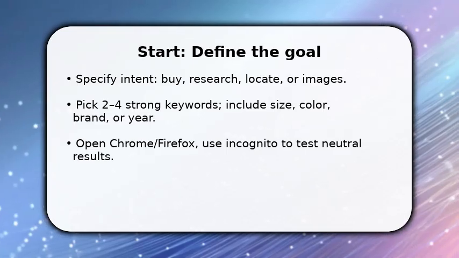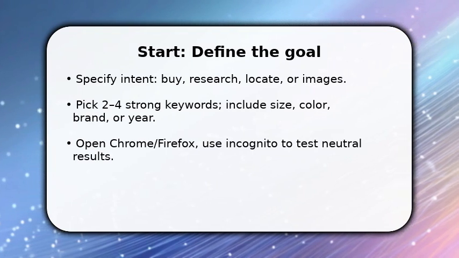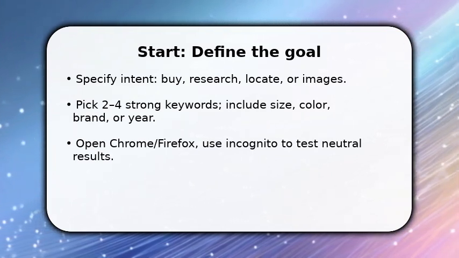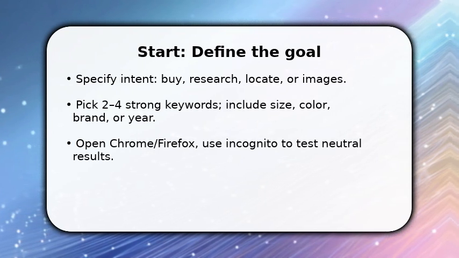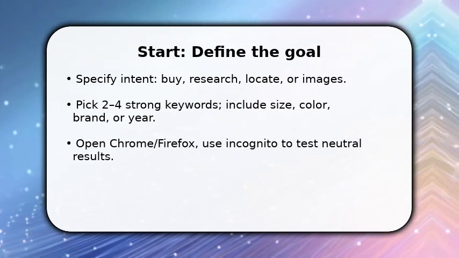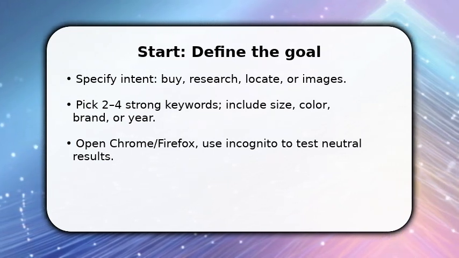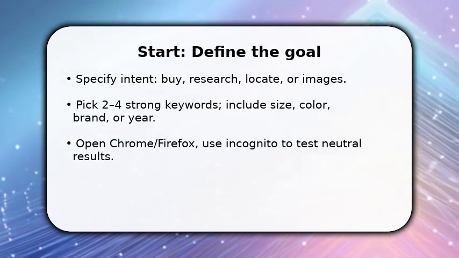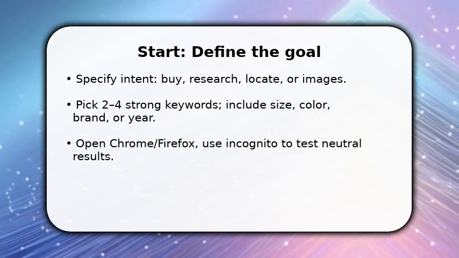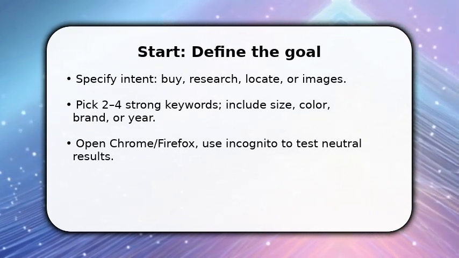You start by defining exactly what you mean by the ball. Are you buying a soccer ball, researching a historic ball event, or finding an image? Once done, pick 2 to 4 sharp keywords like size 5 soccer ball, vintage debutante ball 1920, or red rubber playground ball. Make sure to include brand or year when relevant.